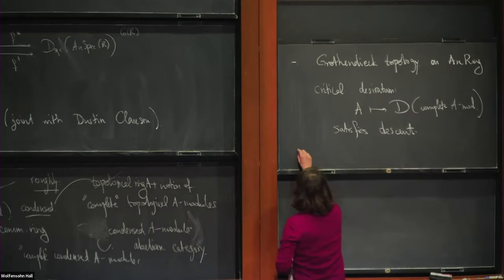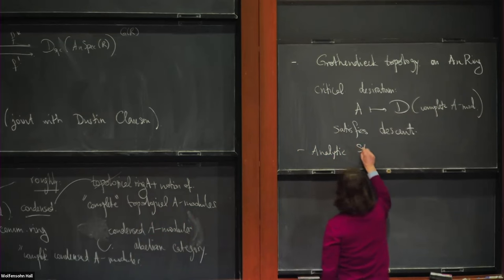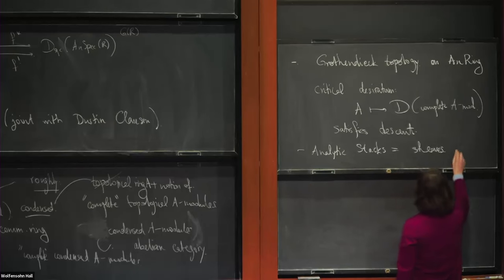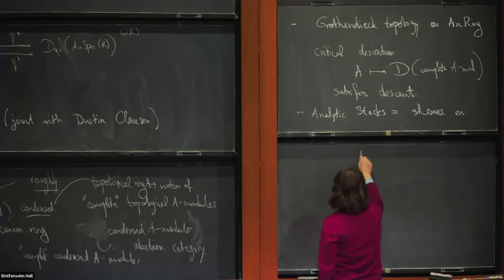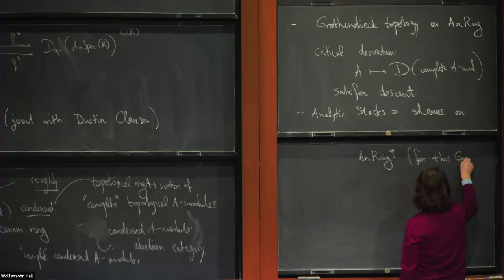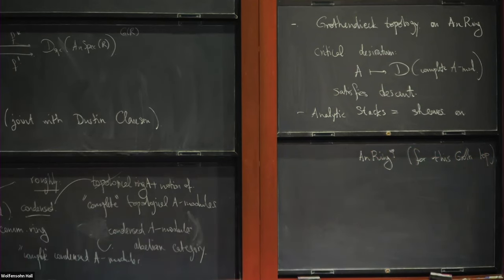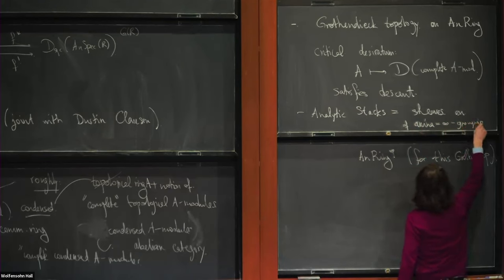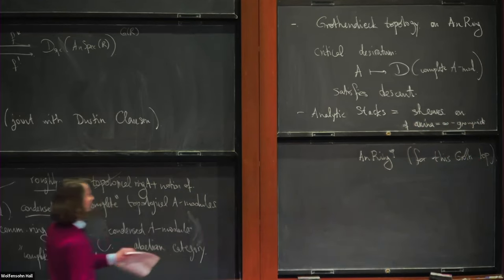And then analytic stacks are basically just sheaves on analytic rings for this Grothendieck topology. OK, and there's all sorts of little bells and whistles one should really say. I mean, these are really sheaves of infinity groupoids, of anima, in which case there is some issue between sheaves and hypersheaves, and we actually consider something strictly in between. Ignore that.